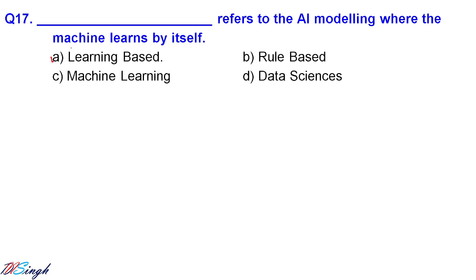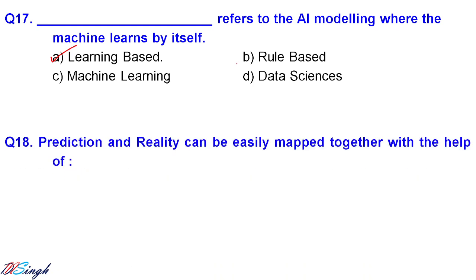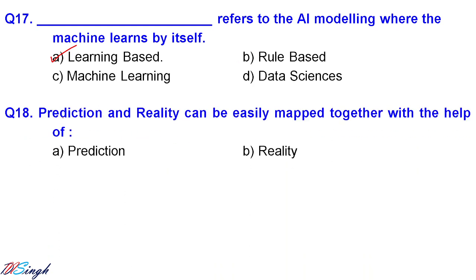Learning based. What is it called? Learning based, because it is learning by itself. No rules had been provided to the machine. Let us go for the next question.